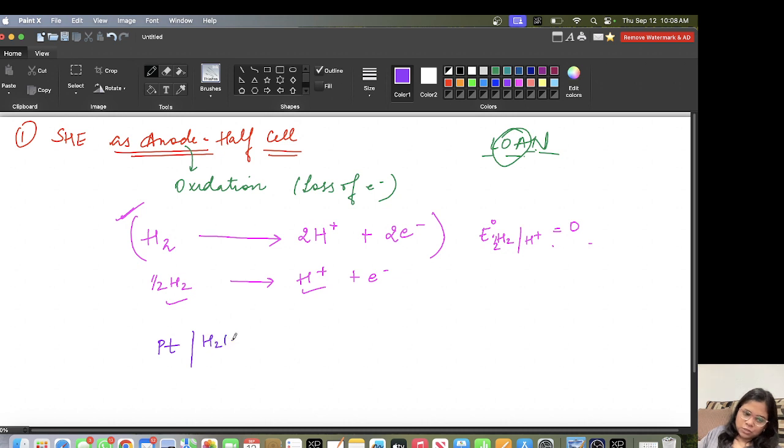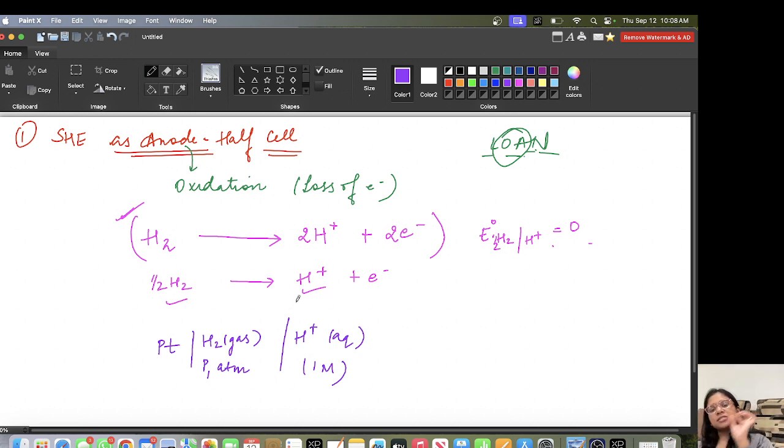Platinum, then H2 is your gas. In gas we usually take pressure, right? So we'll write pressure P1 atm. Then H+ aqueous, with molarity 1 M or anything. So this is how you represent SHE as the anode half cell. Platinum, because hydrogen is coming from platinum. This is just an exception, not an exception actually. This is how you represent the hydrogen wherever your hydrogen cell is coming. So Pt first in your anode half cell, then H2, then H+. Pt, H2, H+. This is how you represent SHE as the anode half cell.